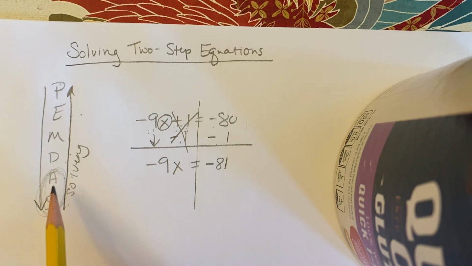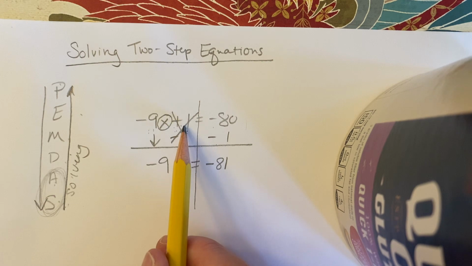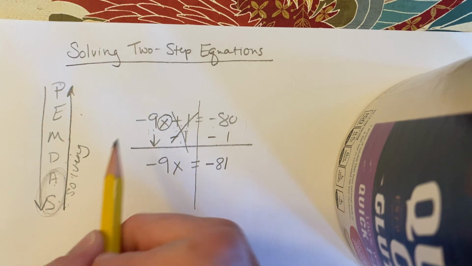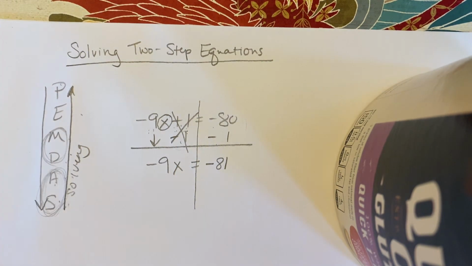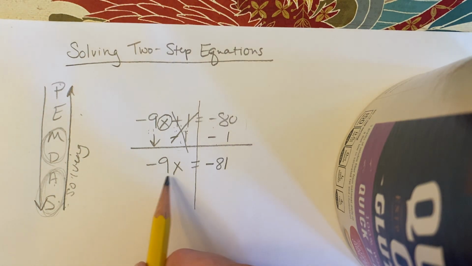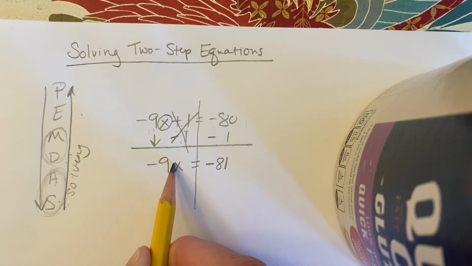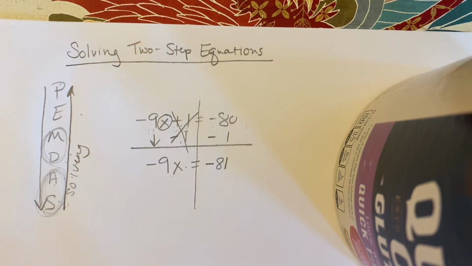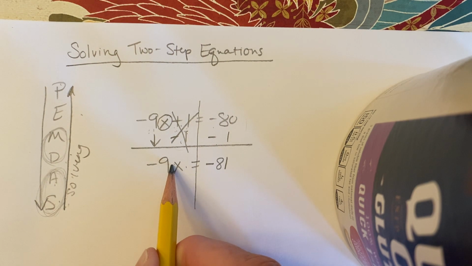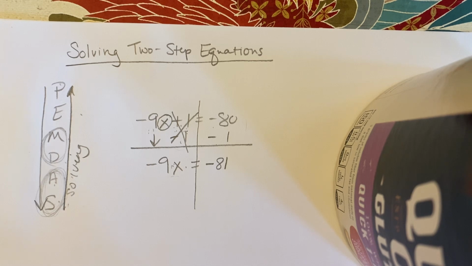Now I have added or subtracted. I've done whatever was necessary to get rid of the 1. Now I'm to my next step, which is multiply or divide. Which do I need to do? Well, look what's happening here. Negative 9 times x. How do I know times? Because they're mushed together like a magnet, that means multiply. How do I undo times? How do I undo multiplication? Divide.